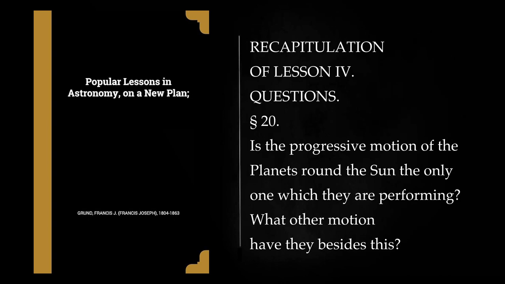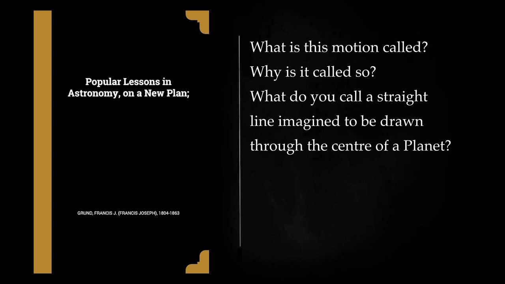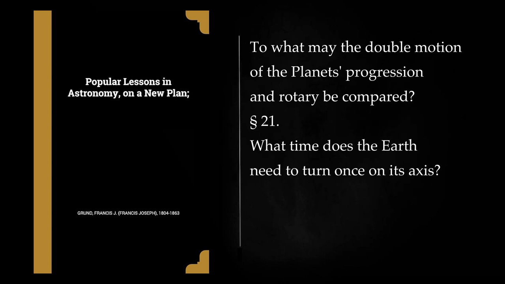Recapitulation of Lesson 4. Questions. Section 20. Is the progressive motion of the planets round the Sun the only one which they are performing? What other motion have they besides this? What is this motion called? Why is it called so? What do you call a straight line imagined to be drawn through the center of a planet? To what may the double motion of the planet's progression and rotary be compared?